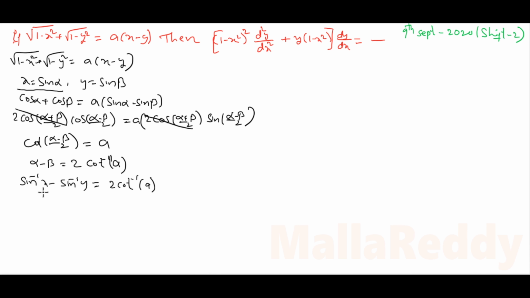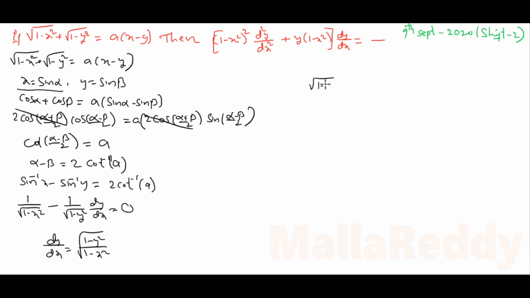So now take differentiation on both sides. Derivative of sin inverse x is 1 by root of 1 minus x square, minus sin inverse y differentiation 1 by root of 1 minus y square into dy by dx is equal to derivative of this constant, that is 0. From this equation dy by dx is equal to root over 1 minus y square by 1 minus x square, that is root over 1 minus x square into dy by dx is equal to root over 1 minus y square. Now take differentiation on both sides.